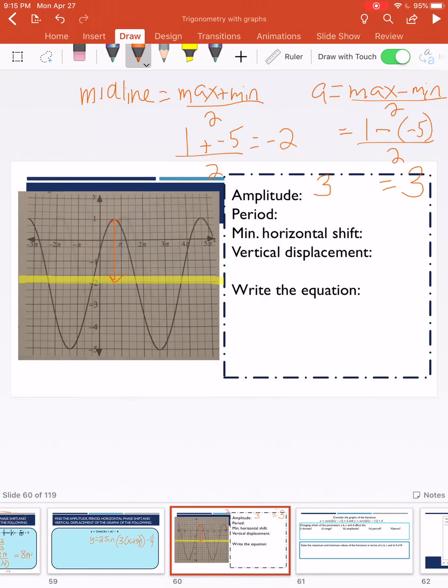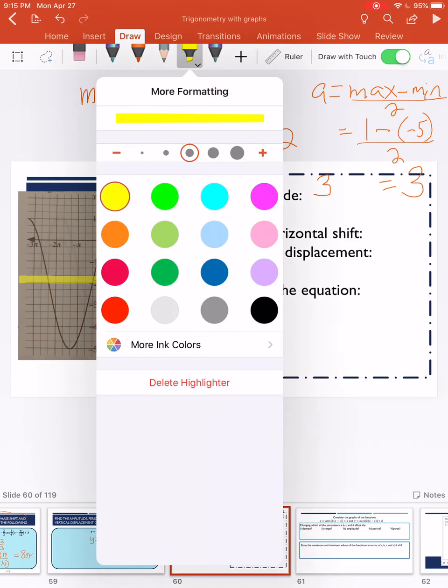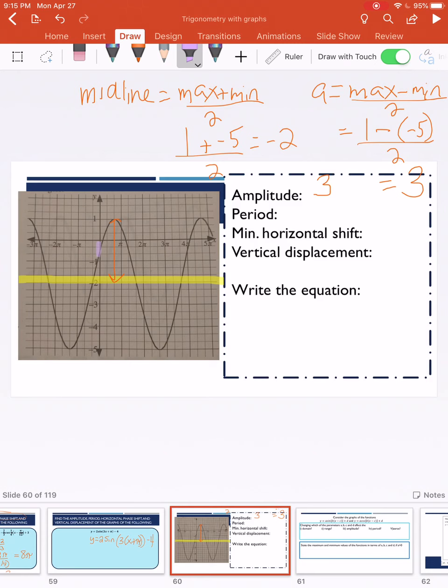The period of the graph, now this is where it gets a little trickier. So again, I always like to, and I'm going to use a different color here, figure out where it starts, and then where does it start repeating? Right here. So that is 1 period. If you look along that x-axis, I drew from 0 to 4 pi, which means the period is 4 pi. Okay, I'm actually going to skip horizontal shift for last here. So my midline was -2.